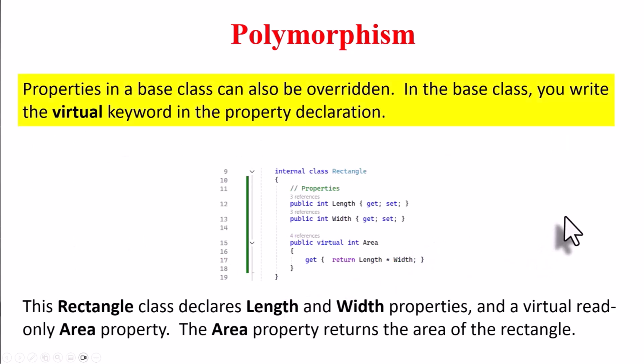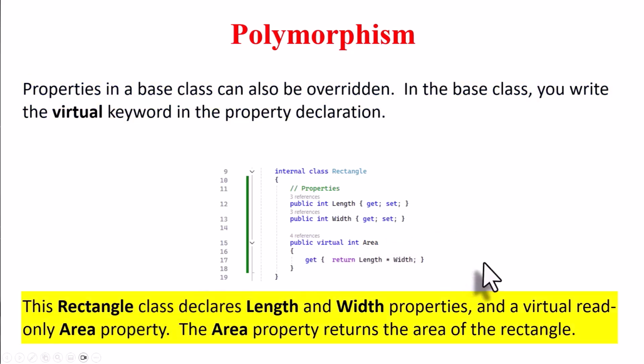Now, properties in a base class can also be overridden. In the base class, you write the virtual keyword in the property declaration, as you can see down here. We have a get length here. The rectangle class declares length and width properties, as you can see, with a virtual read-only area property. So this is also a property. We've got length, width, and area being a property. The virtual area property is based on the length and the width. The area property returns the area of the rectangle.